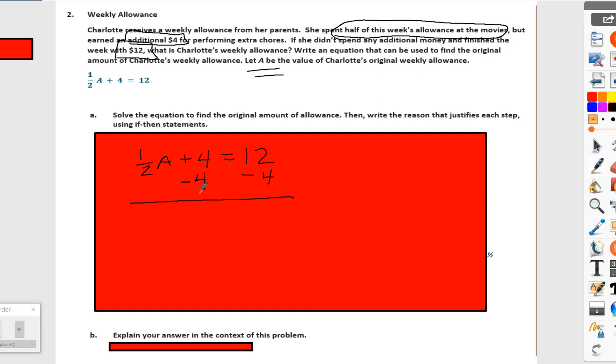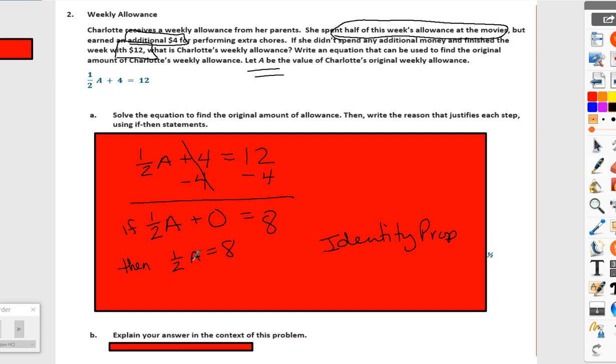So now we have 1/2 A is left. This would be a plus 0, and 12 minus 4 is 8. Now, we can get rid of this 0, right? So we know if that's true, then we could actually write 1/2 of A equals 8 because of the identity property. Okay, that 0 isn't going to change anything.